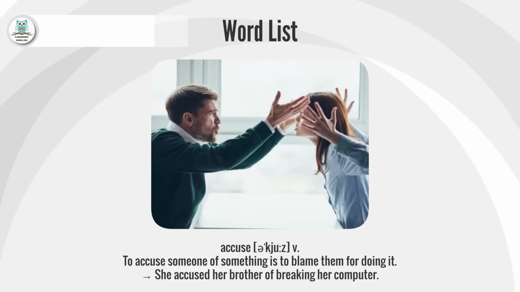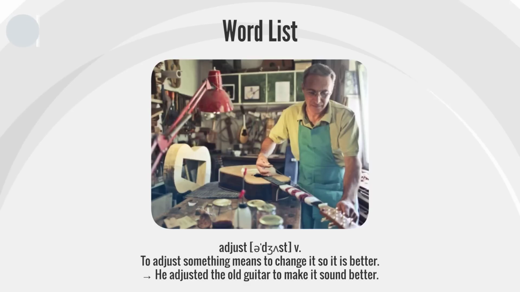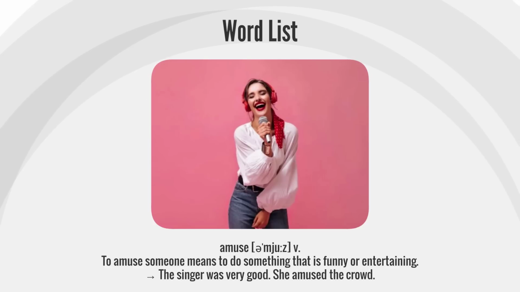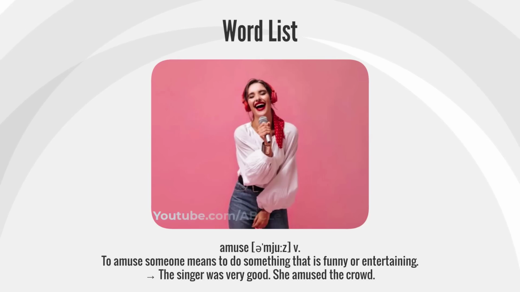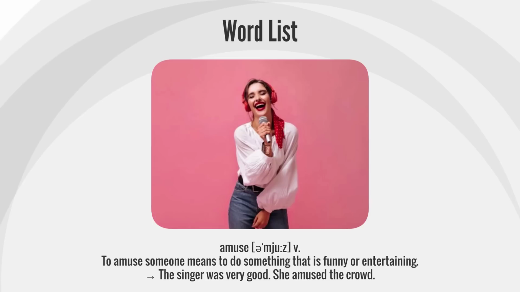Accuse. To accuse someone of something is to blame them for doing it. She accused her brother of breaking her computer. Adjust. To adjust something means to change it so it is better. He adjusted the old guitar to make it sound better. Amuse. To amuse someone means to do something that is funny or entertaining. The singer was very good. She amused the crowd.